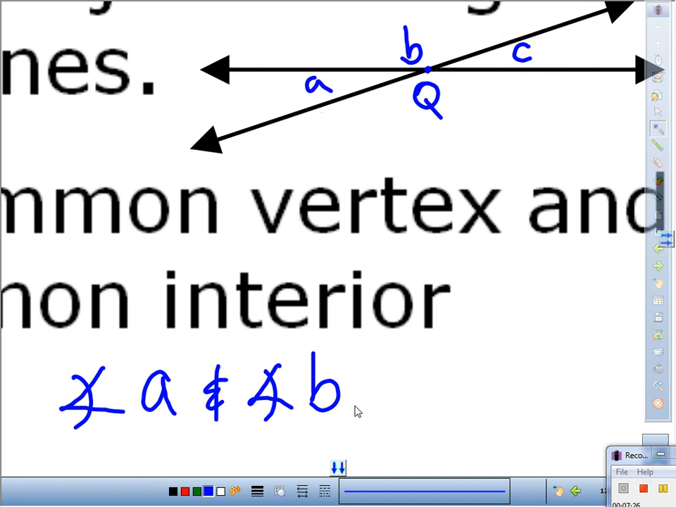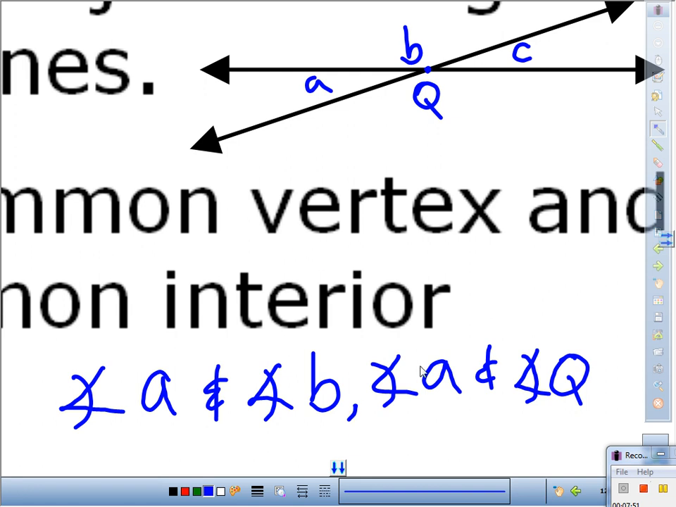So, looking at angle A again, question: what other angle is adjacent? Tell your neighbor, please. Everyone. Q, that is correct. Angle A is adjacent to angle B, and it's also adjacent to angle Q. Why? Because they're next to each other, and they share this side, and they share the vertex. Are we there so far?